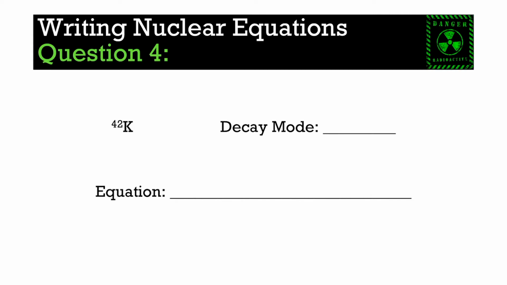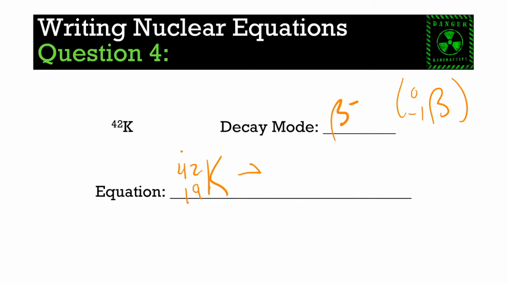Moving forward, potassium 42 is beta minus, and it's notated as this. This is kind of the trickiest one because the negative is involved, but do not worry, I will help you. You have 42 K, and you have to use the reference table to find out that K, potassium, is number 19. We know that's decaying with this particle.